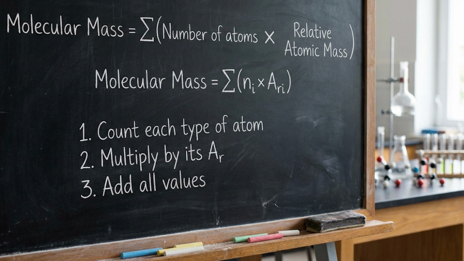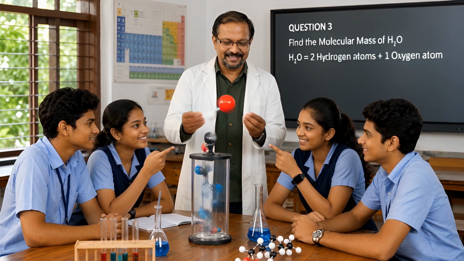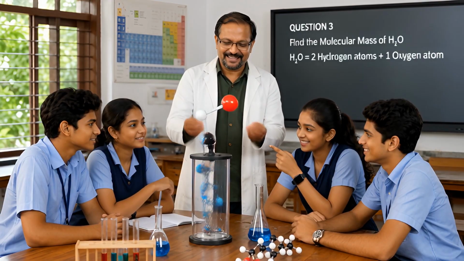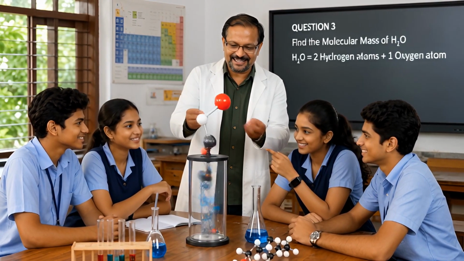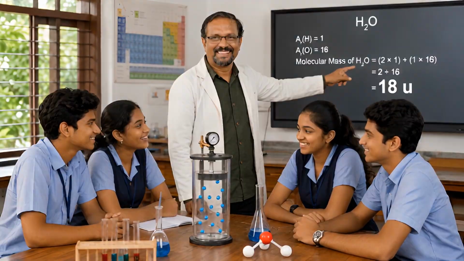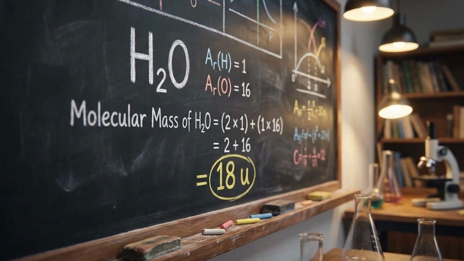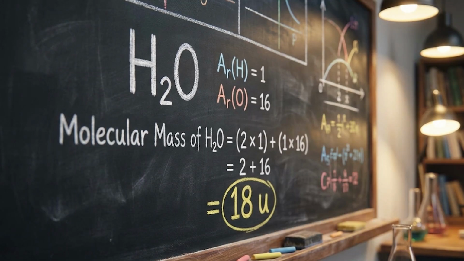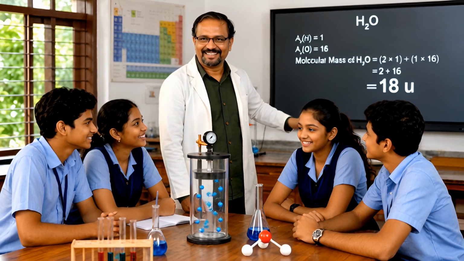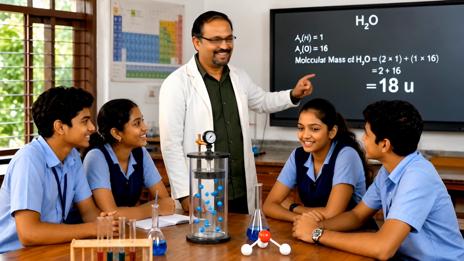Listen carefully to the third question. How do we calculate the molecular mass of water? The formula of water is H2O. It has 2 hydrogen atoms and 1 oxygen atom. Now let us calculate. The mass of hydrogen is 1. The mass of oxygen is 16. 2 multiplied by 1 equals 2. 1 multiplied by 16 equals 16. When 2 and 16 are added, the answer obtained is 18. Therefore, the molecular mass of water is 18 U.